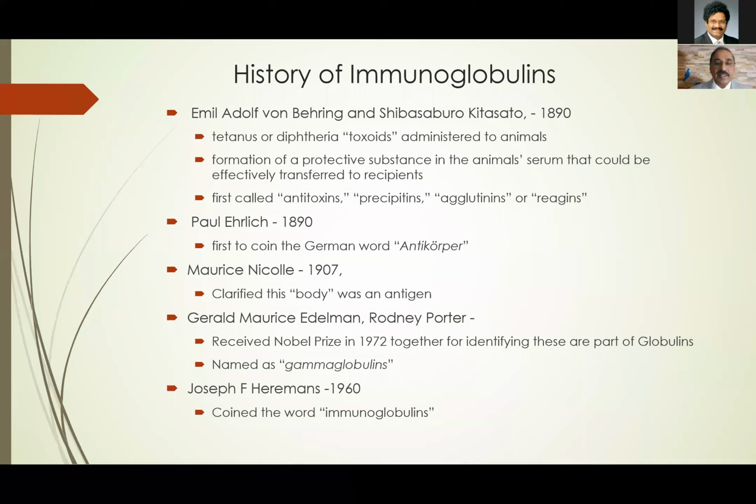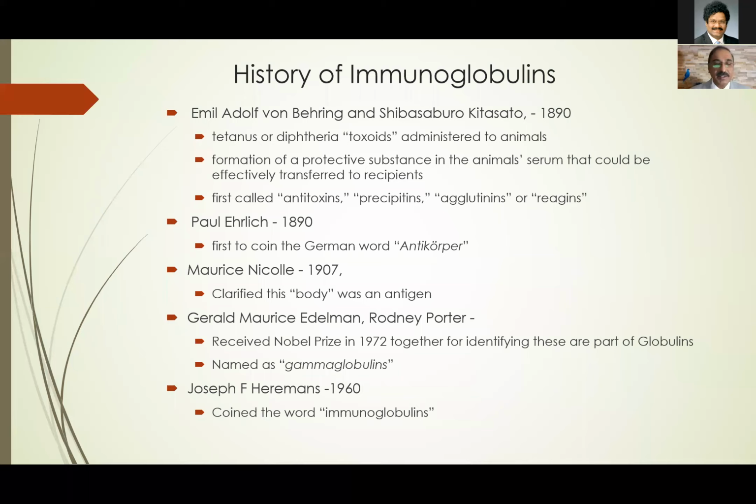So then Edelman and Dr. Porter, they were awarded in 1972 the Nobel Prize for finding the gamma globulins. They're early in the 1920s or 30s. A part of the globulin molecules in the chromatography seems to be as a separate that is working for these particular molecules in the immune system. Then they put it as a Greek symbol, gamma, and then gamma globulin. That coined the name of gamma globulin at that time.